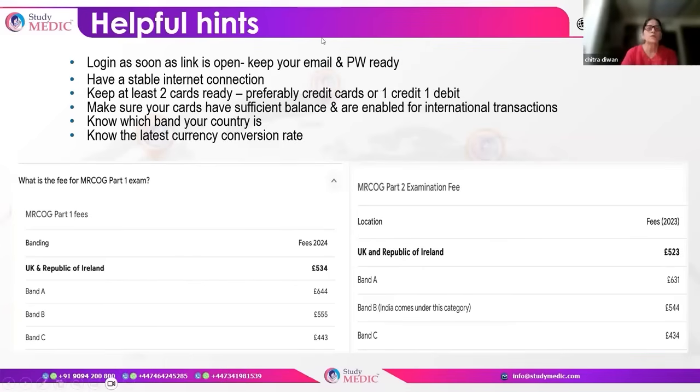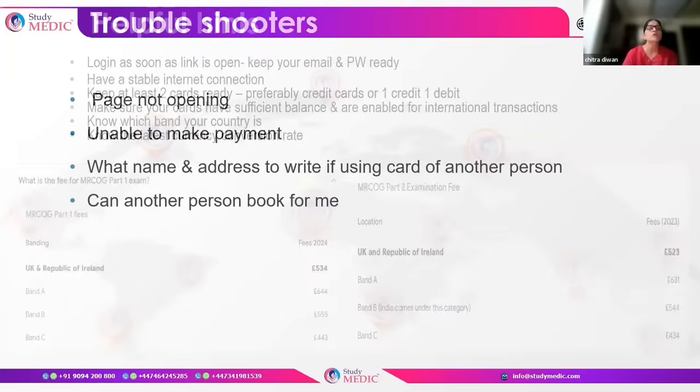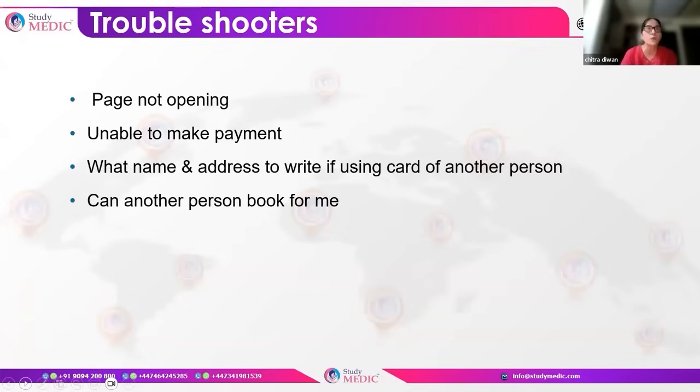All right. So now the next thing is about troubleshooters. So, page is not opening. Refresh your site. If you are unable to make payment, kindly check the details of the bank card. Maybe you have written the card number wrong, the expiry date wrong, or something is wrong. So please make sure you are filling it perfectly. Then what name and address to write if you are using the card of another person? I think that is already solved.